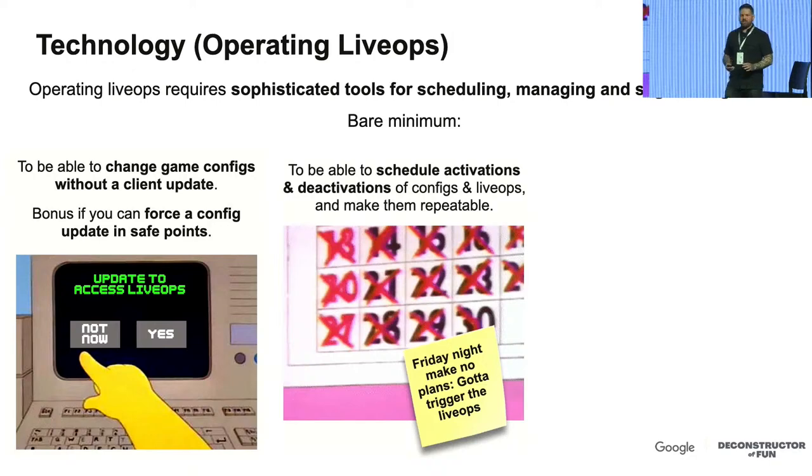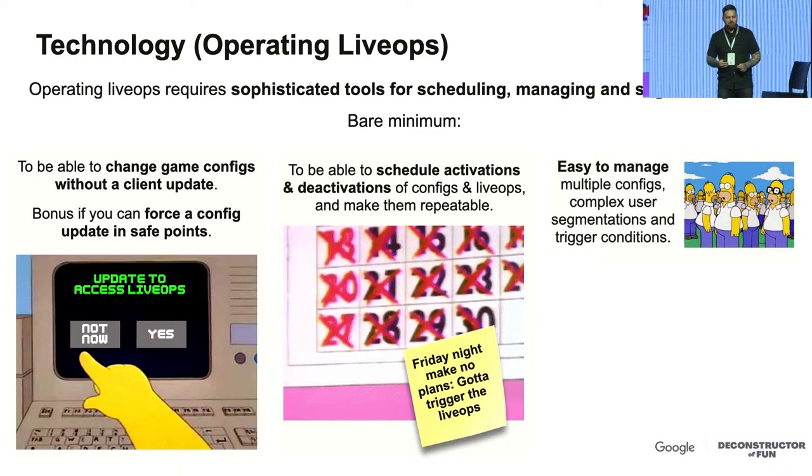Another important thing, which some of you may take for granted, but you will be surprised how many companies, even companies in top grossing positions, don't have it, is the ability to schedule activations and deactivations of specific configurations beforehand. Otherwise, you will have to be there in order to activate or deactivate the configurations, which will mean that because a big part of the live ops run during the weekend, you won't have weekends off.